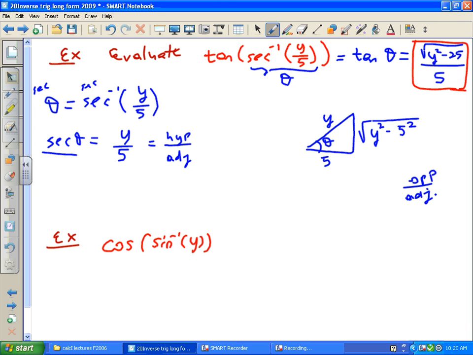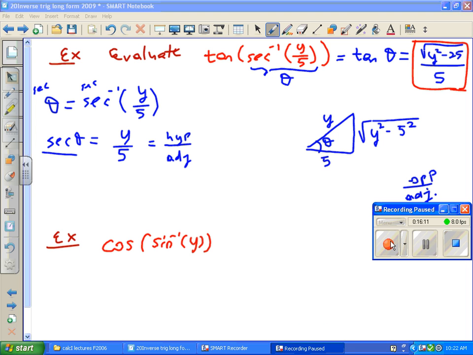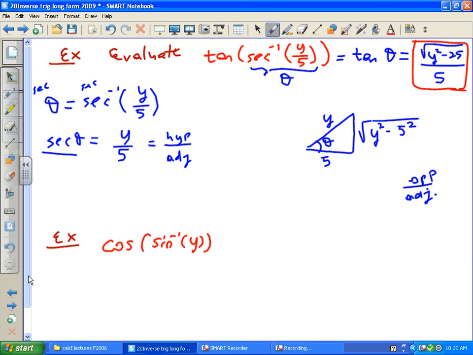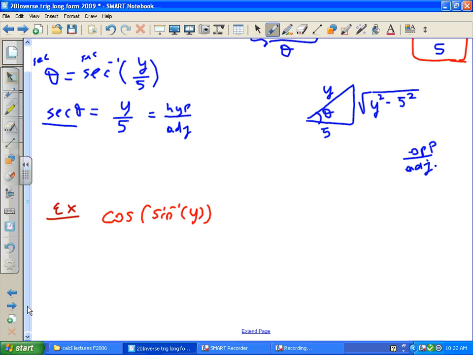Now I'm going to give you a few moments to do the next one. What is cosine of sine inverse of y? Cosine of sine inverse of y, and I'll give you a moment. I'll pause the recording. So we begin in a very similar way as the last problem, right? Anytime you have an inverse trig function, call that an angle such as theta. So in this case, since sine inverse of y is theta, what can you say about sine of theta? This is an angle whose sine is equal to y, right? Okay, now if we could just find cosine of theta, we would be done.